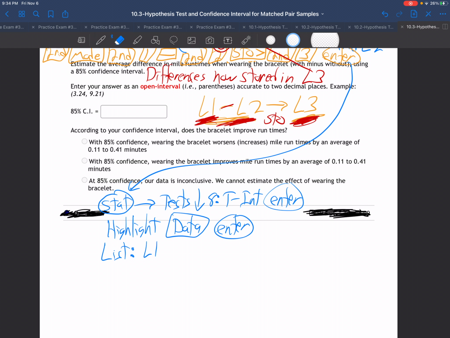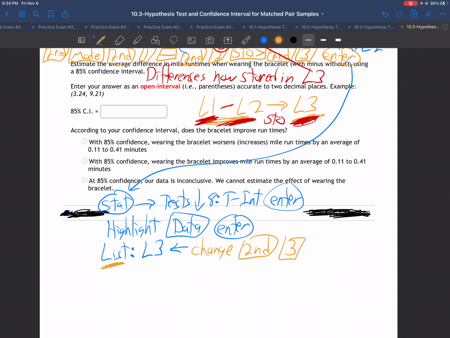Oh, I'm sorry. It does say L1, but you want to change it to say L3. That's very important right there. Change it by hitting second 3. Why? Because that's where our list of data is now, right?